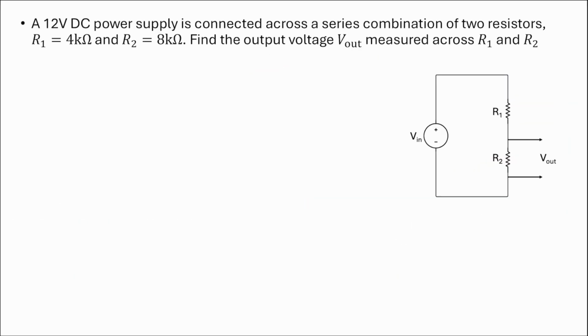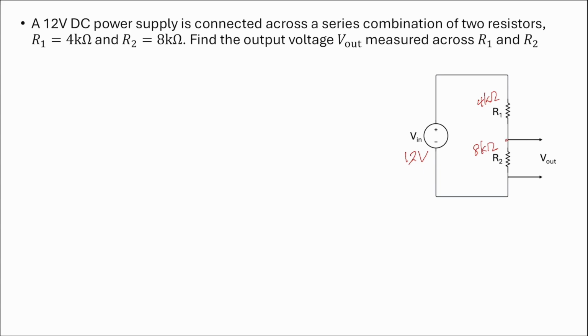Here is a potential divider. A voltage source, which is 12 volt, is connected in series with R1 and R2. In this particular example, R1 is 4K ohm and R2 is 8K ohm. Now, the potential across R1 and R2 is 12 volt.